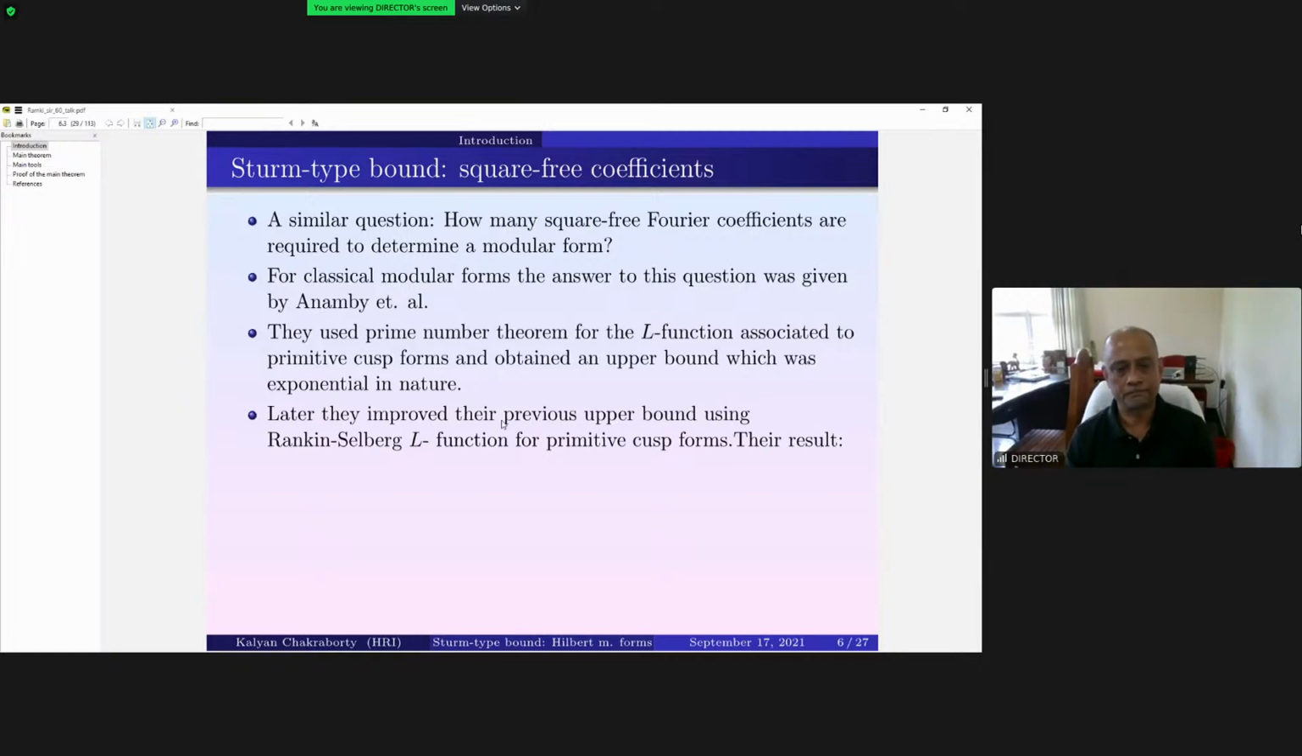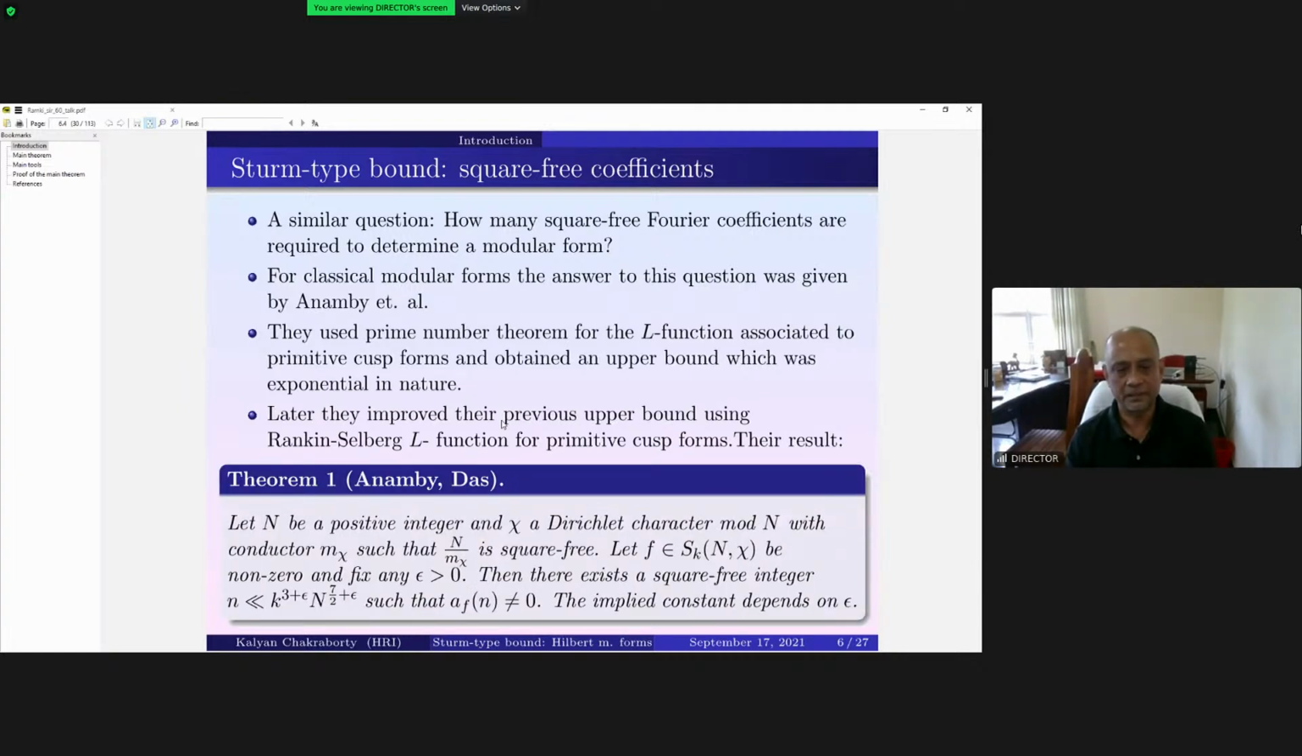Let chi be a Dirichlet character modulo N with conductor m_chi, such that N over m_chi is square-free. Let f in S_k(N, chi), certainly non-zero, and fix an epsilon bigger than 0. Then there exists a square-free integer n, less than k to the power 3 plus epsilon, N to the power 7 over 2 plus epsilon. This is the bound improved from the exponential one, such that a_f(n) is non-zero.